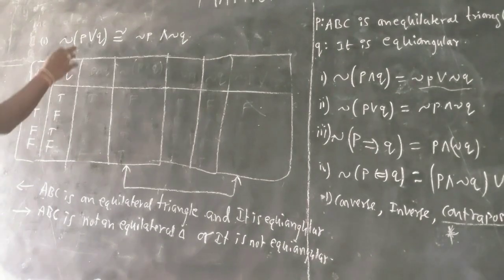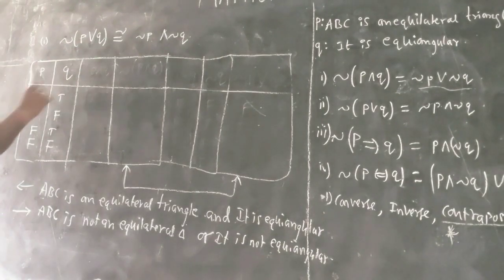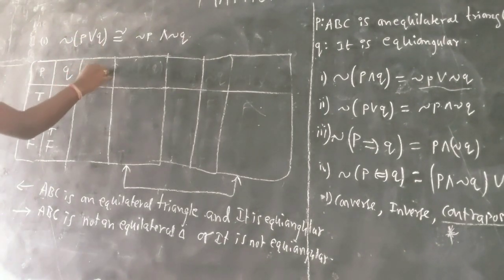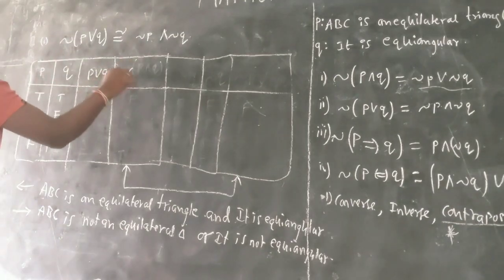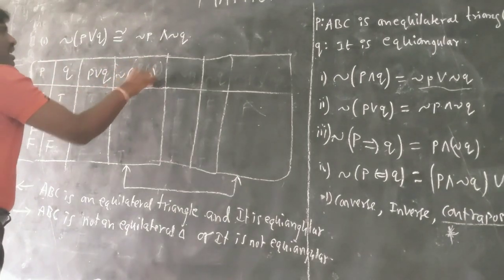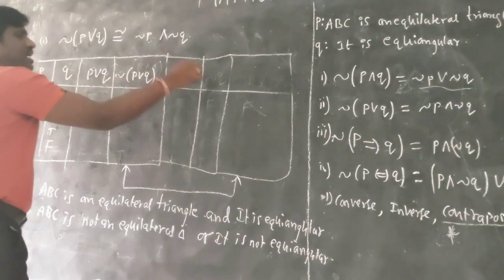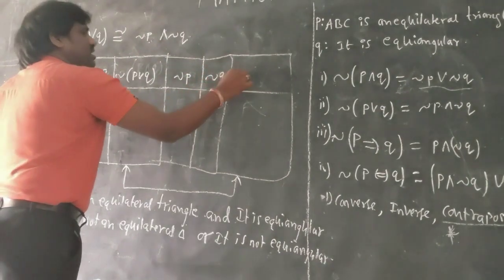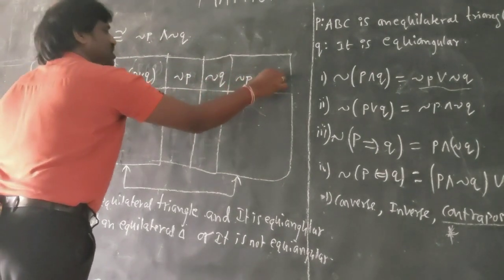What you have here in the bracket, P, Q I wrote. Here I can write P or Q. Next we will write negation of P or Q. Next I can write negation P. Next I can write negation Q. Next I can write negation P and negation Q.